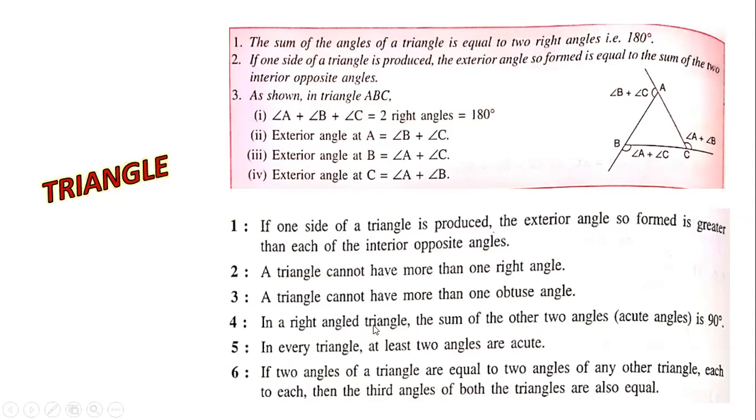And in a right angled triangle, that means in which one angle is 90 degrees, the sum of the other two angles, acute angles, that acute angles may be of the same measure if that is an isosceles triangle, but they may be different, of different measures. Sorry, I made a mistake. Yes. The sum of the other two angles, that is acute angles, is 90 degrees.